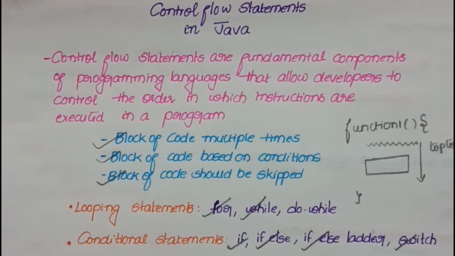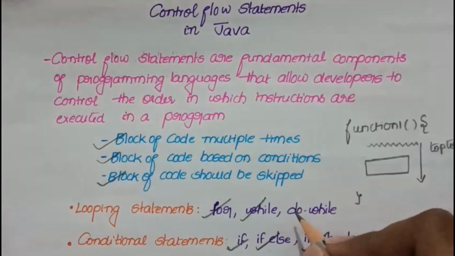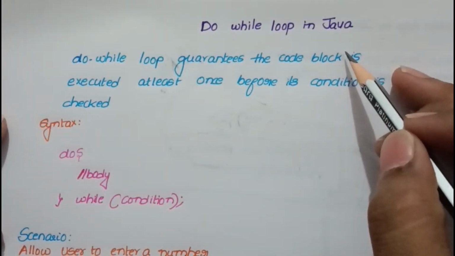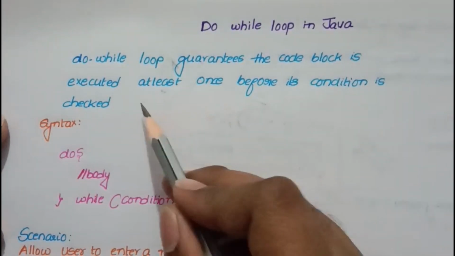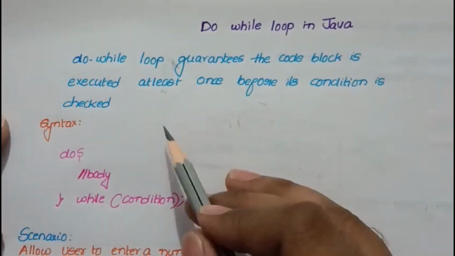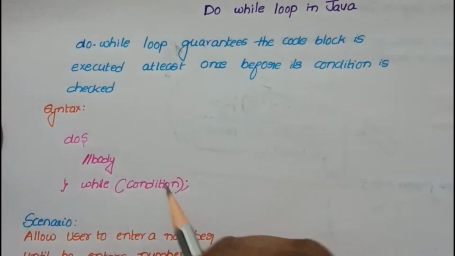In the previous video, we discussed the while loop. In this video, we will discuss the last looping statement available in Java, that is the do while loop. A do while loop in Java guarantees the code block is executed at least once before its condition is checked. And this is the syntax of the do while loop.